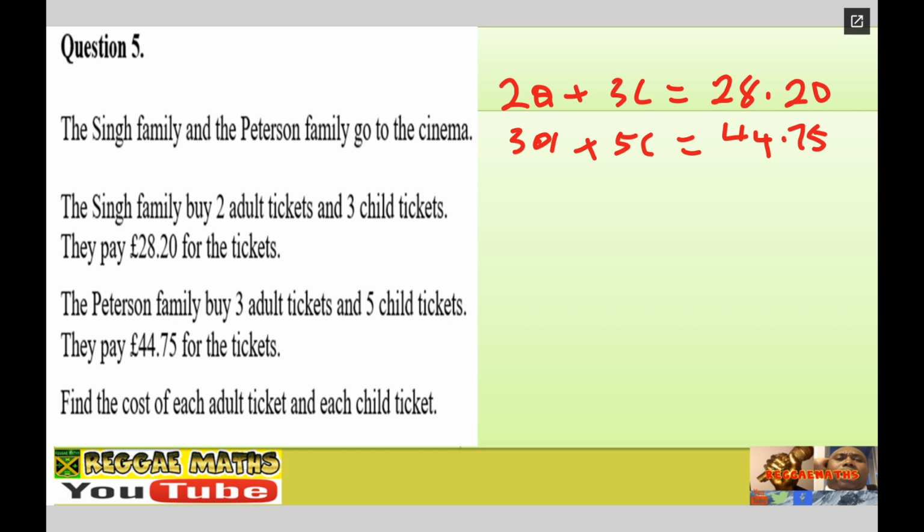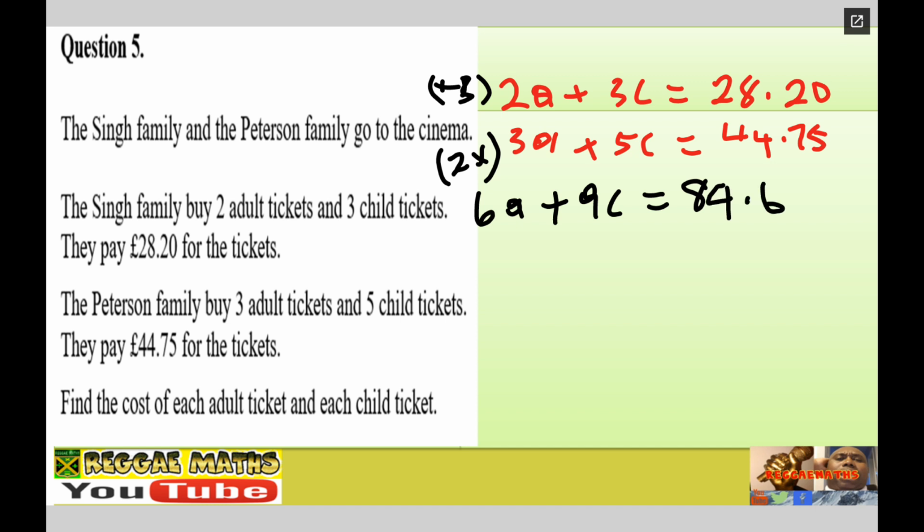So my next step here, we need to get one of these equations to have the same a or c. So I'm going to multiply equation 1 by 3, and equation 2 by 2. So to get my new set of equations, it's going to be 6a plus 9c equals 84.6, and 6a plus 10c equals 89.5.